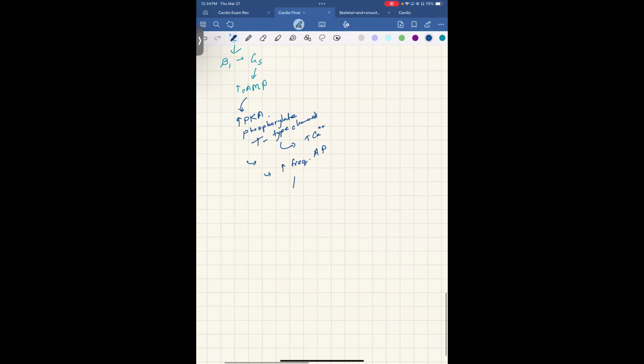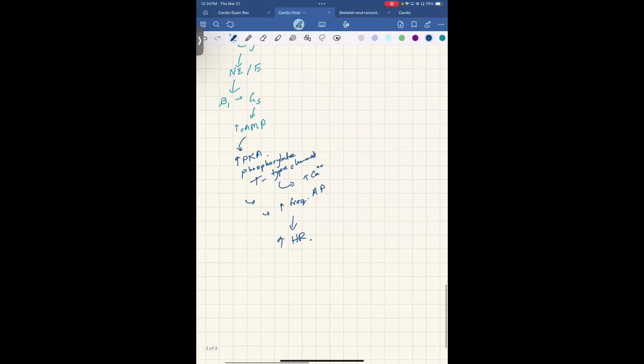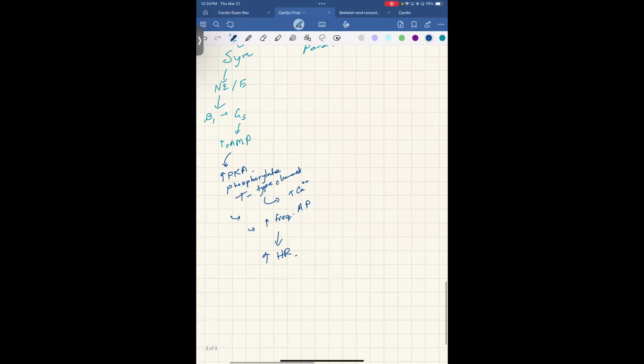Eventually they would increase the heart rate, right? Is that okay? Yes, no. Okay. Cool. So that's the mechanism of how noradrenaline, or norepinephrine, sorry, would increase heart rate. Okay.